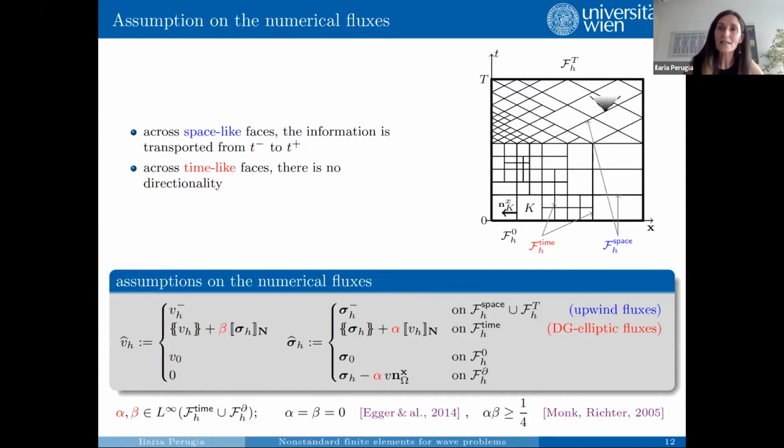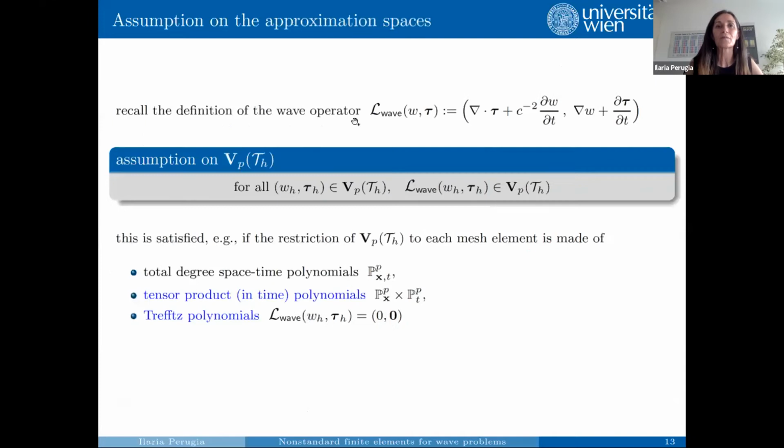And so the fluxes that I'm going to use are standard fluxes that are also used for elliptic problems, which means linear combinations of averages and jumps of the traces. Whereas what is important for space-like faces is that I always transmit what comes from lower time to higher time.